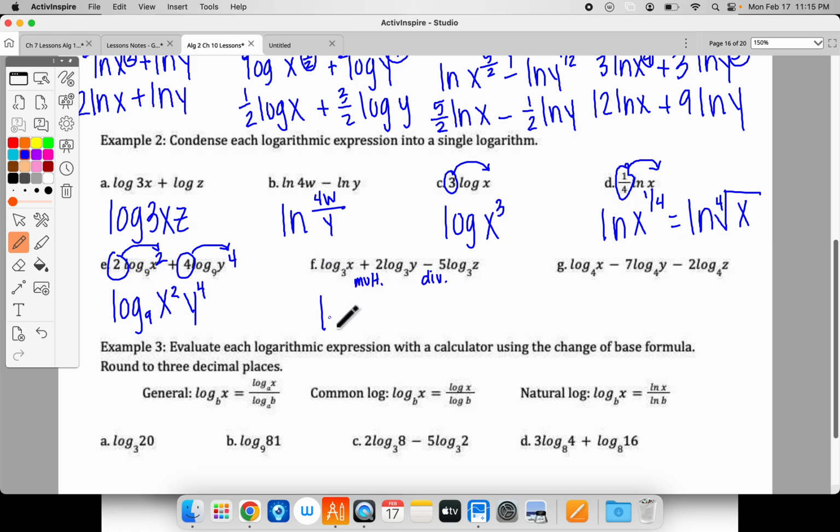So we've got log base 3 of x. Let me divide that differently. That 2 is going back to the exponent, so y squared, because we're multiplying. That 5 is going back to the exponent, but it's minus, so we're going to divide the z to the 5th.